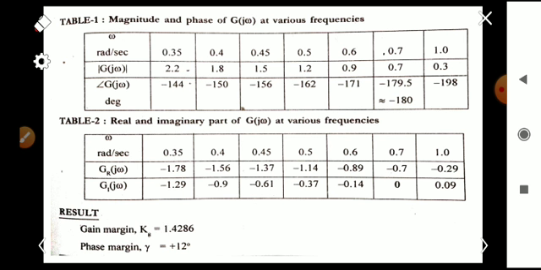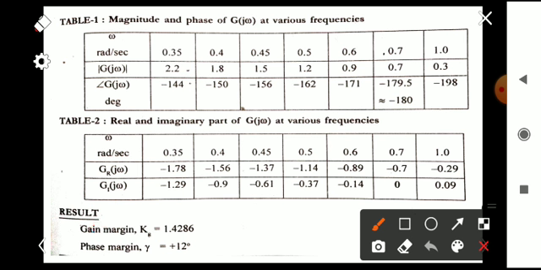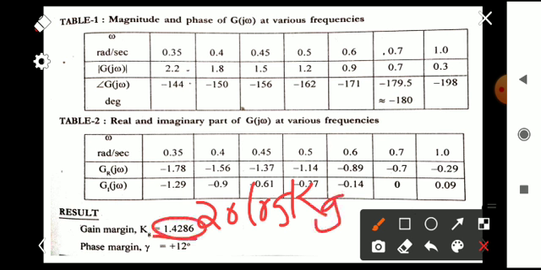Here one thing you have to notice: if you are asked to find the gain margin in decibels, we have to take it as 20 log Kg, that is 20 log 1.4286. Using that equation we will get the gain margin in decibels.